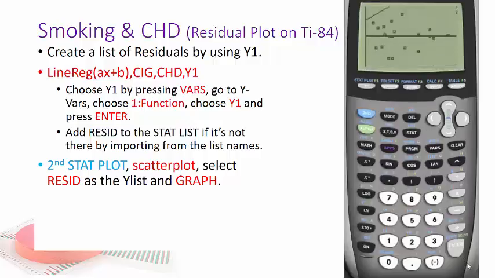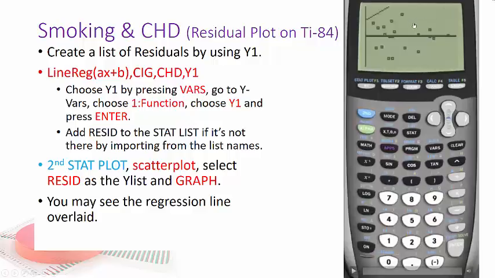I'm doing a zoom stat. This is the residual plot. You might see the regression line overlaid, so don't worry about that. The fact that we don't see a pattern here is a good thing. So that's how you create a plot of residuals. You basically do your regression, add in a function of Y1 or Y2, and then it should generate a list of residuals, which you can add to your stat list with the edit, and then you can plot the residuals.